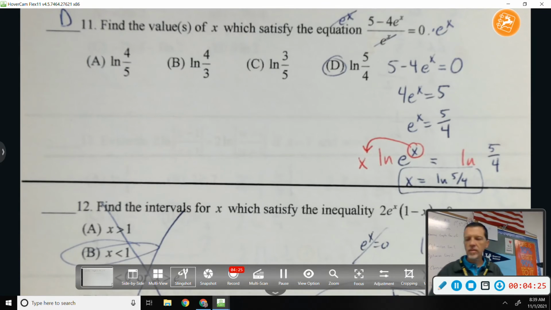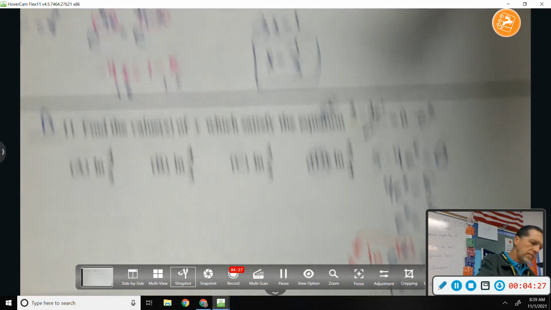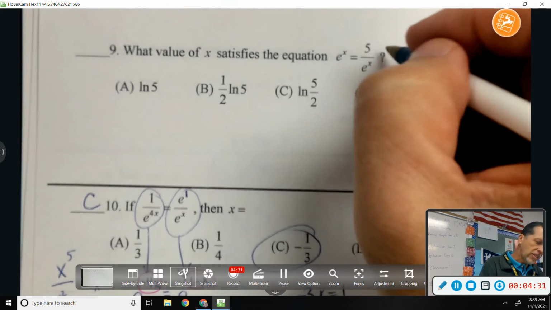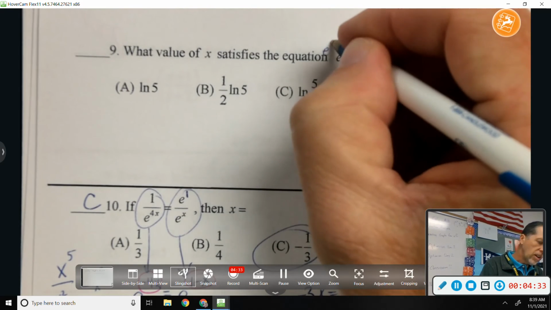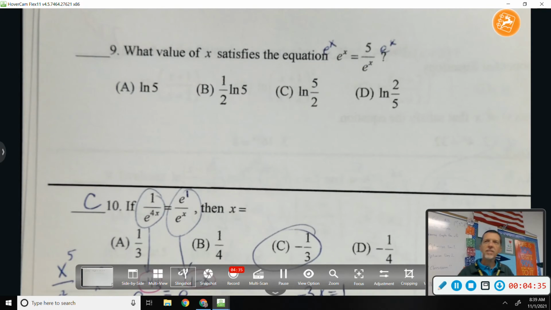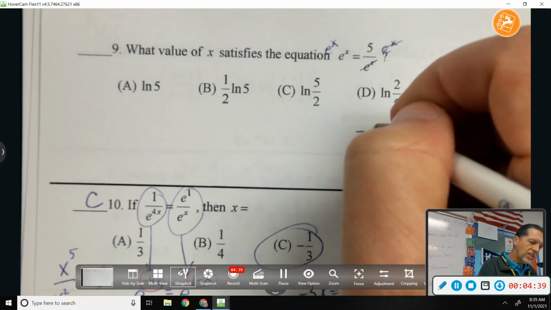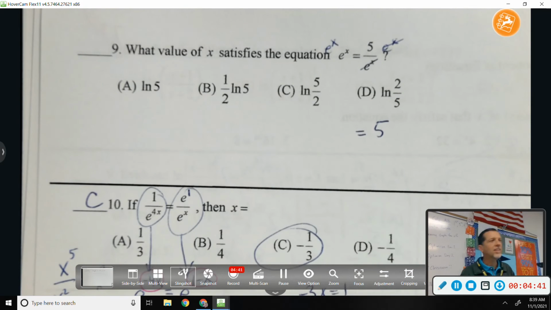Here. Number 9. Fractions. We don't like fractions, so get rid of the fraction. Multiply both sides by e to the x. So right-hand side's easy. 5, like that. Left-hand side, e to the x times e to the x. 2 e to the x. It's not 2 e to the x. It's e to the x times e to the x.